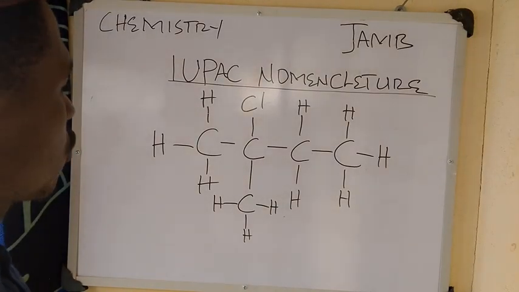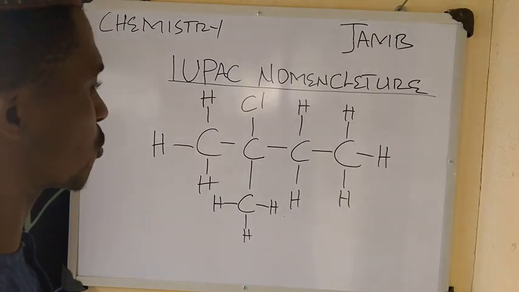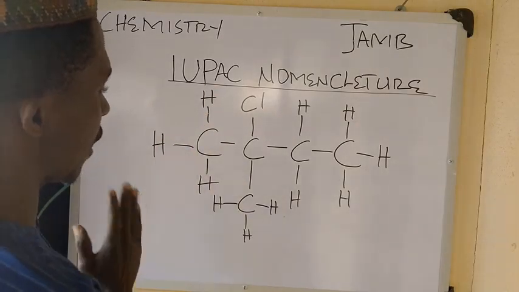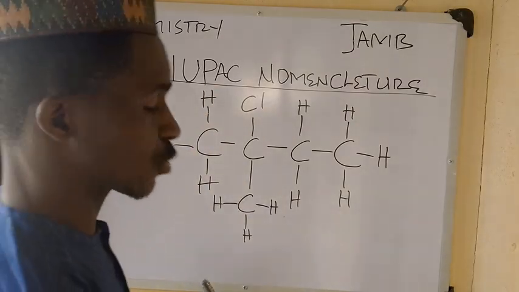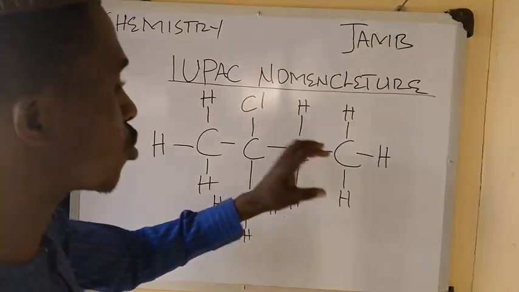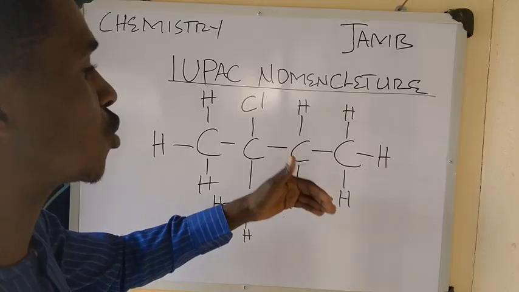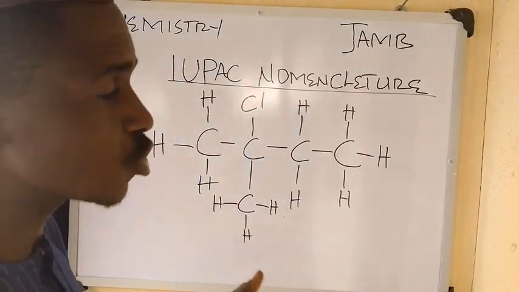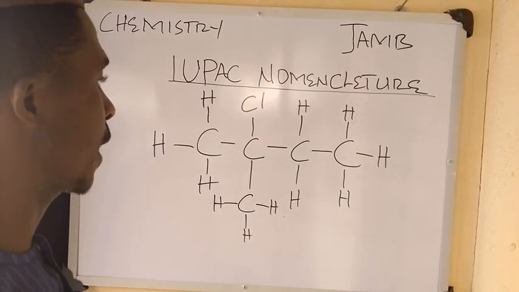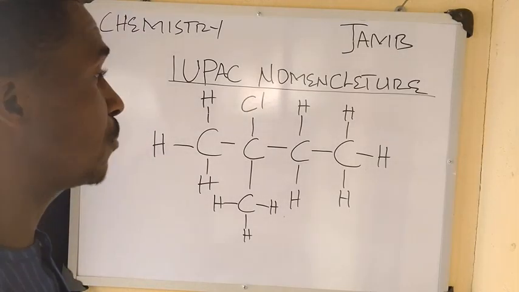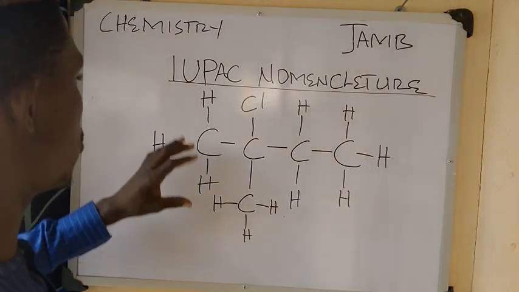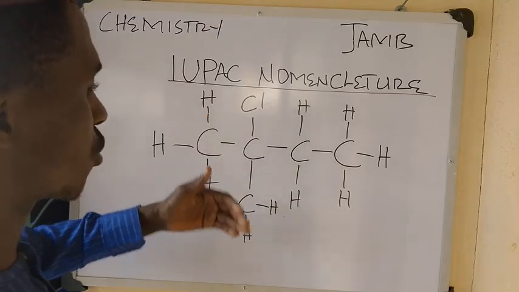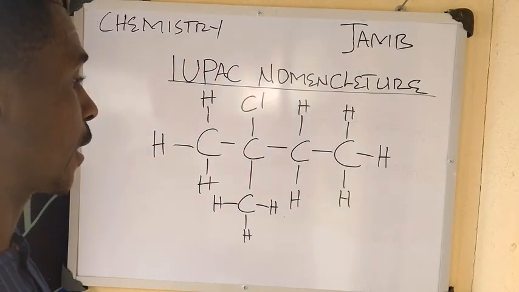You first of all look at here. Where do we have substituents? Let's start from here. Do we have substituents here? We don't have substituents. Now you can ask, what are substituents? We say substituents are secondary structures that are attached or linked to the main structure. They are secondary structures that are attached or linked to the main structure.